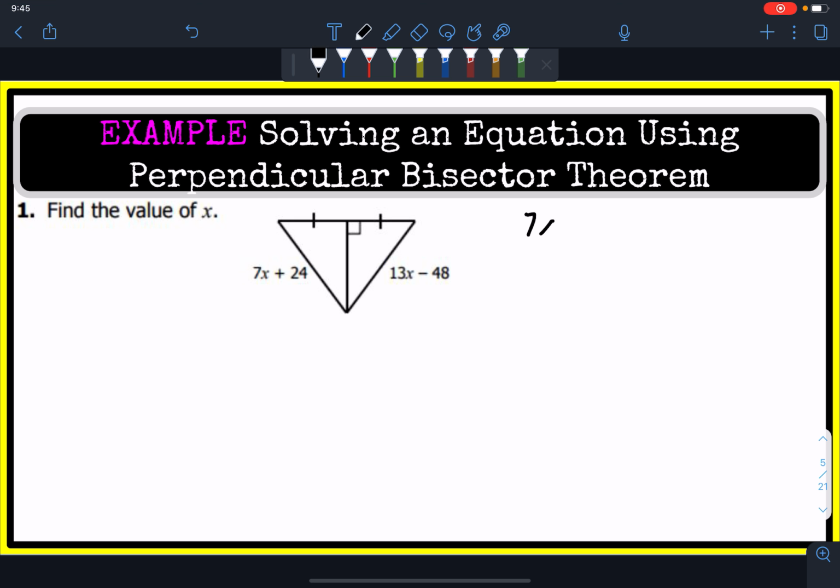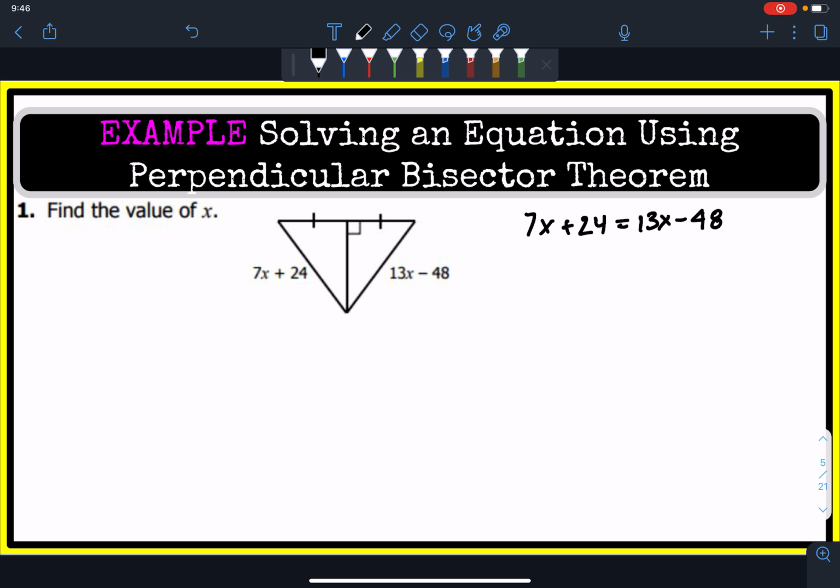So 7x plus 24 is going to equal 13x minus 48. It basically creates a line of symmetry in a very practical sense: if I flip this onto this side, or vice versa, the two triangles are going to match perfectly. They're going to go on top of each other. So this side is equal to this, just like this segment is equal to that segment.